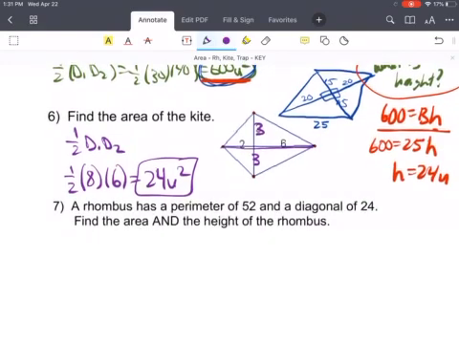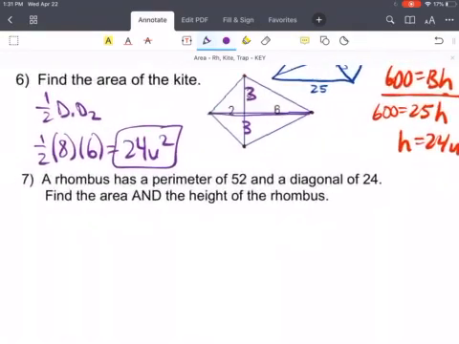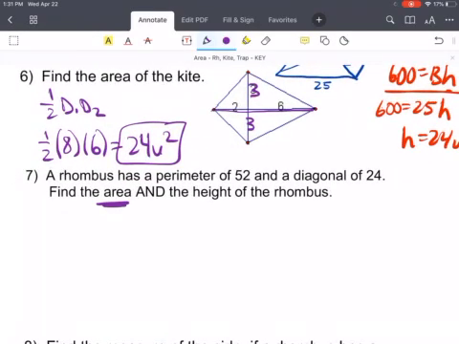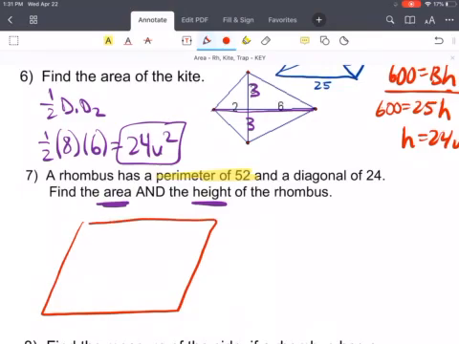Number 7 is similar to how I said number 5. We want to find the area and then the height. So first off, use the fact that the perimeter is 52. So understanding our rhombus has all of the sides the same, 52 divided by 4 tells me that every side is 13 units long.